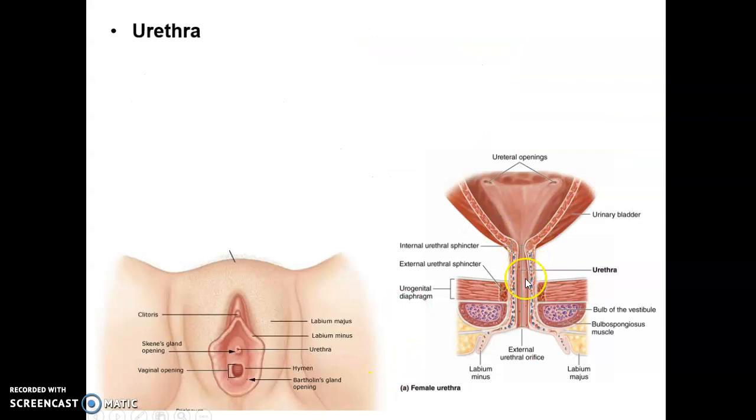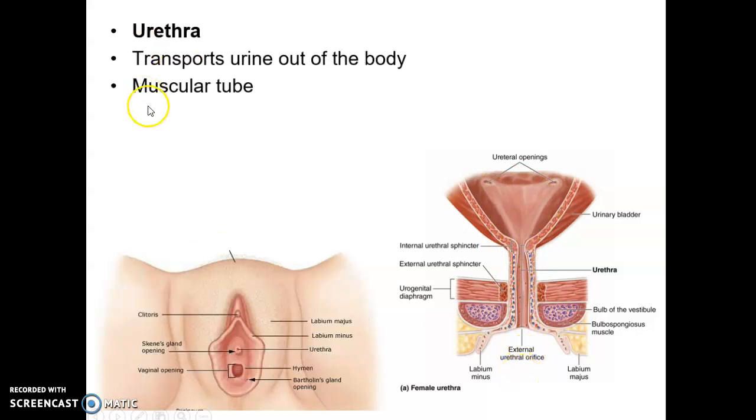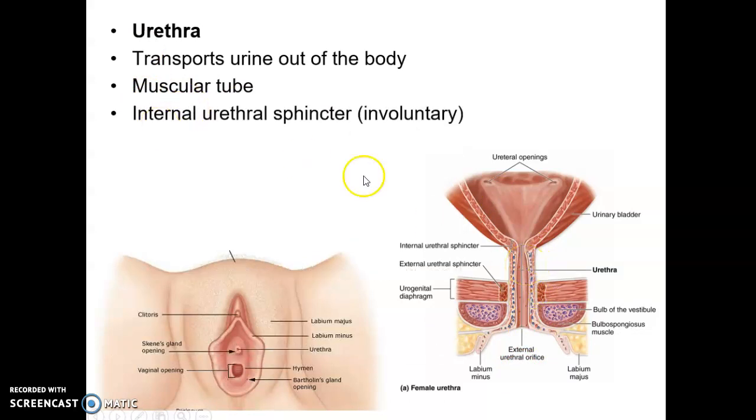And then finally the urethra, the passageway for the urine from the urinary bladder out into the environment. It is a muscular tube, smooth muscle. It has an internal urethral sphincter, which is under involuntary control, meaning it is smooth muscle and it is controlled by the autonomic nervous system to contract or stay contracted when the urinary bladder is holding urine, and to relax and open to allow urine to escape or leave via the urethra.